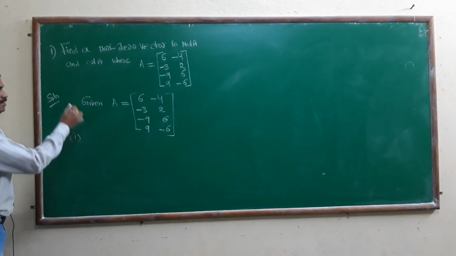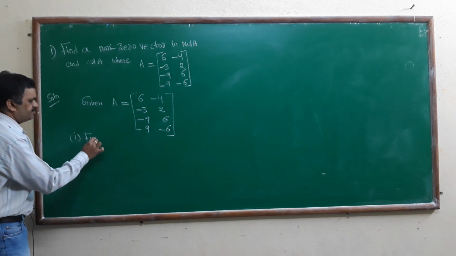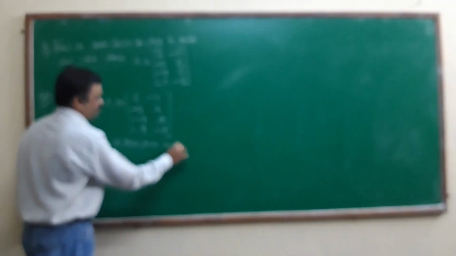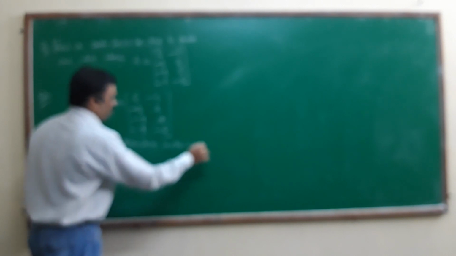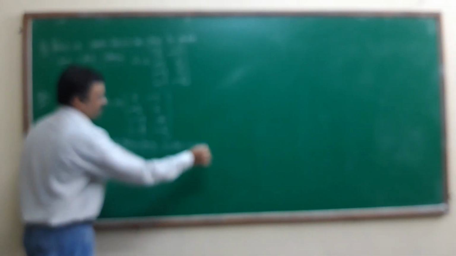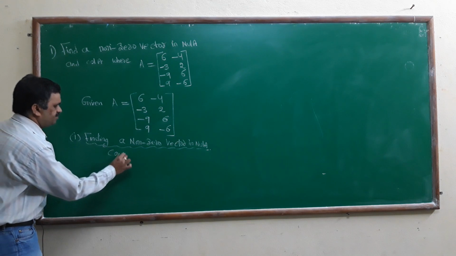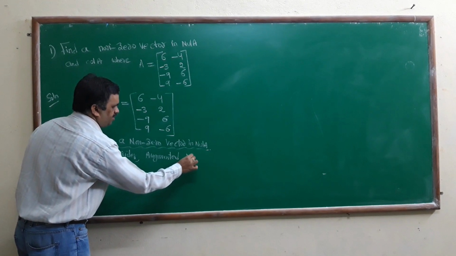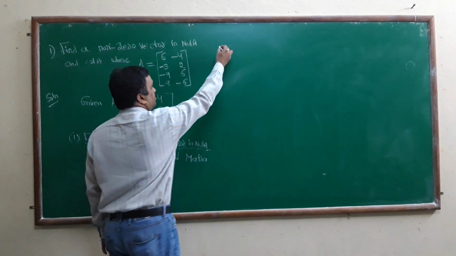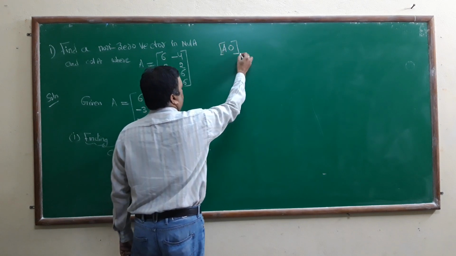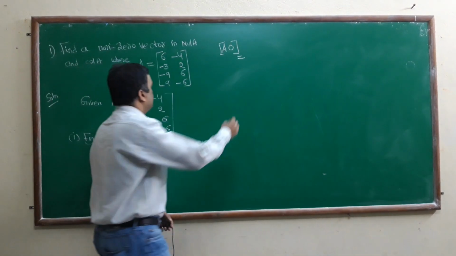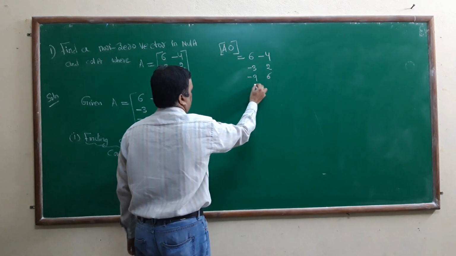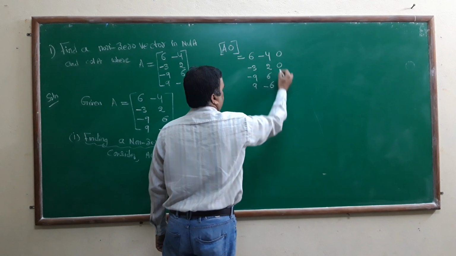First I am going to find a non-zero vector in Nul A. For this, I will consider the augmented matrix [A 0], where A is already given as 6, -4, -3, 2, -9, 6, 9, -6, and the zero column vector is 0, 0, 0.